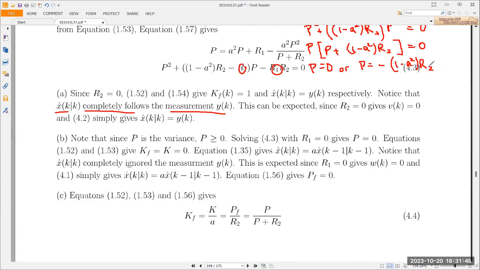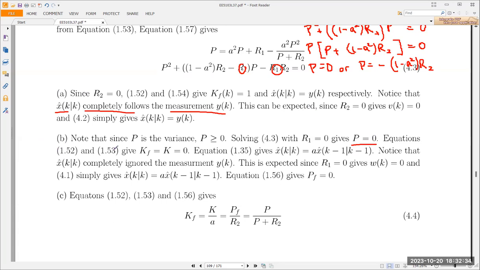If A is less than 1, R is a variance. So this is inadmissible because if this is positive, you got a minus sign in front, then it's saying that P is negative. P cannot be negative because like I said before, P is the covariance or the average of the square of the estimation error. All right. So between the two, P at best can be 0. It cannot be negative. So that's why we will choose P equals to 0. All right. We'll reject this P negative.